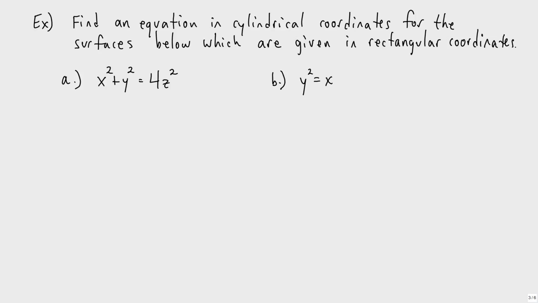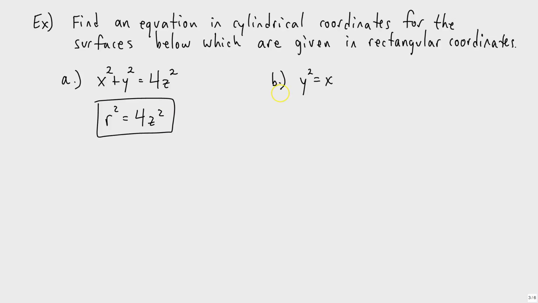Alright, so what if we have an equation that's in rectangular coordinates and we would rather write it in cylindrical coordinates? Well, let's give that a whirl. We have x squared plus y squared equals 4z squared. Well, we know that x squared plus y squared is r squared, so we'll sub that in. And then z is just z in both coordinate systems. So that would be it in cylindrical coordinates. Now, it doesn't depend on x and y.